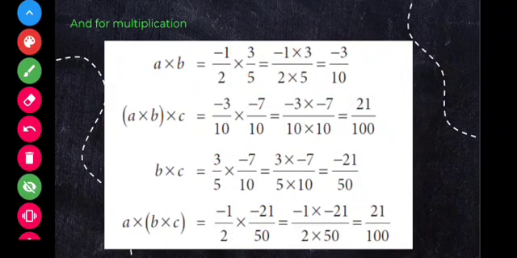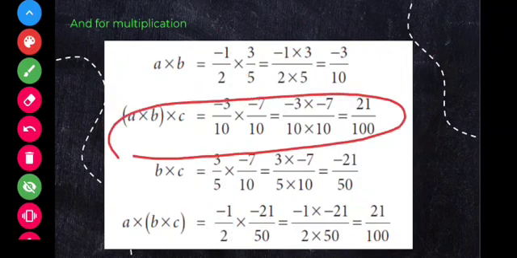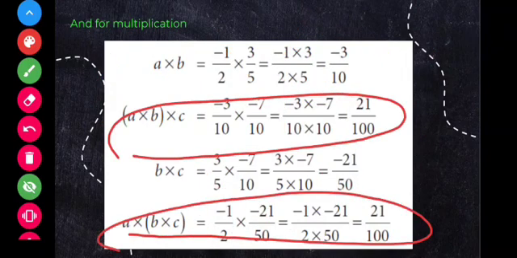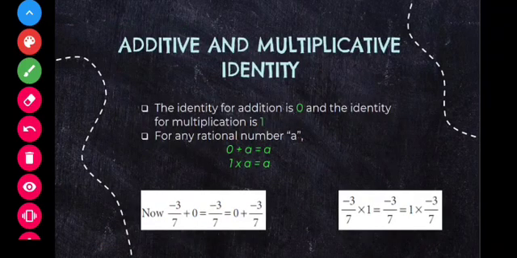So you can see that the right hand side is also 21 by 100. The left hand side is also 21 by 100. Hence associative property for multiplication is also proved. Okay, so hence multiplication is associative under both addition and multiplication. Okay, so we'll go to the next slide.